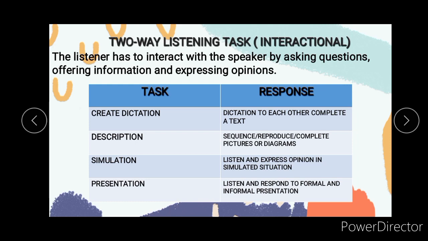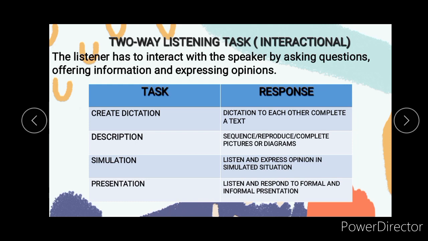So again, we have two columns. The first column is the task and the second column is the response. So the first one is to create dictation. The response is that dictation to each other complete a text.